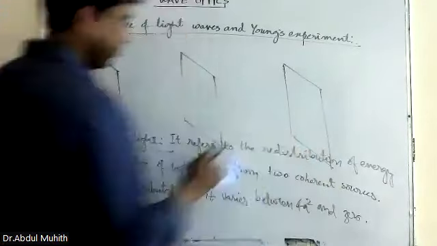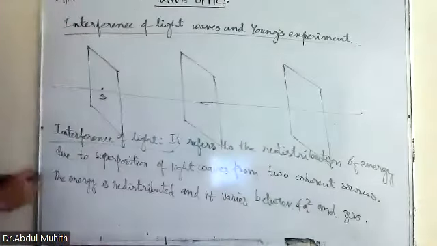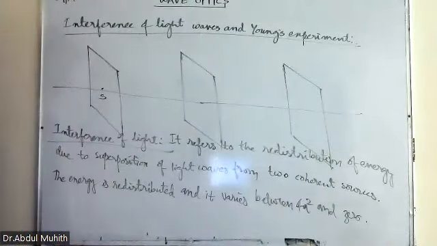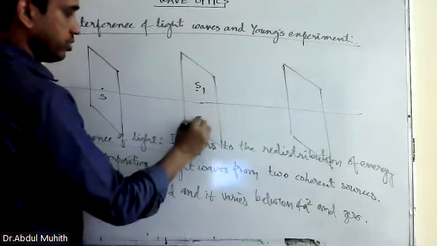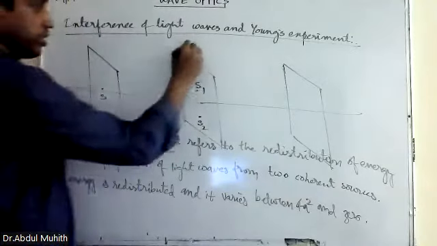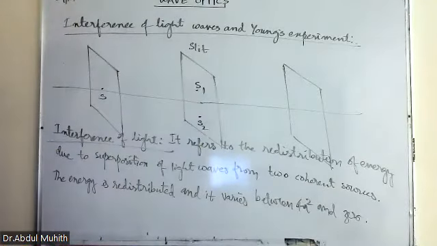Now, so this is the slit. Source is here. All of them are coaxial, meaning the same axis; the center is on the same axis. This is the source, and this is slit S1, S2. This is the double slit. Young's double slit experiment, or Young's experiment.